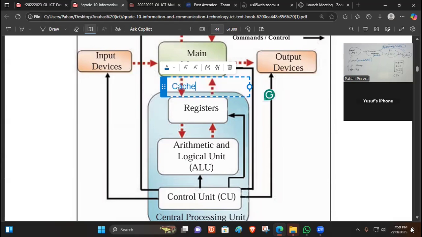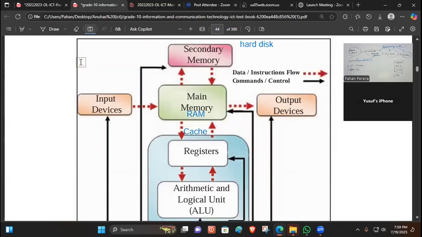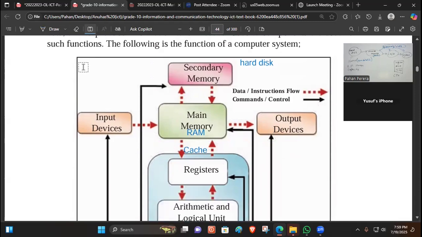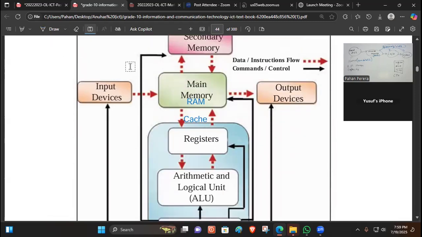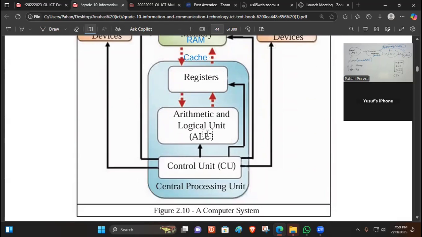Cache memory. Between the registers and main memory, you have cache memory. If you need to process data, it will be sent from main memory to cache memory and from cache memory to registers. Then the data will be stored inside the registers until the processing is done by the ALU.